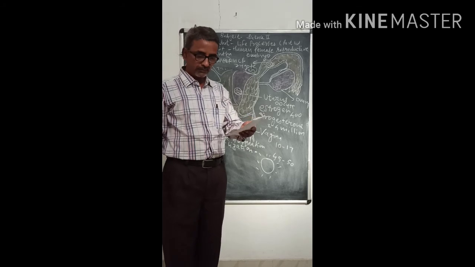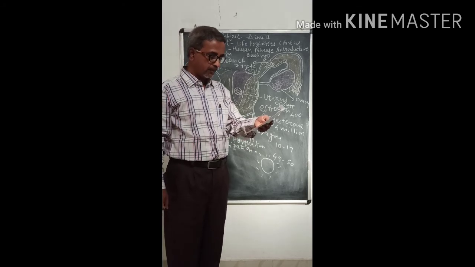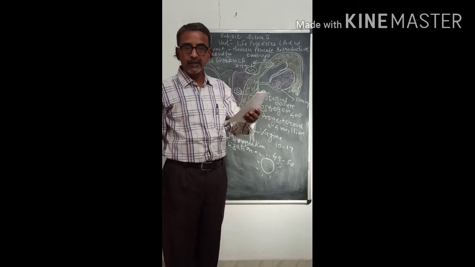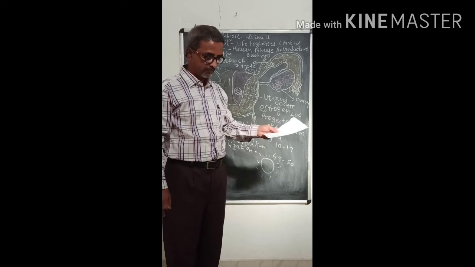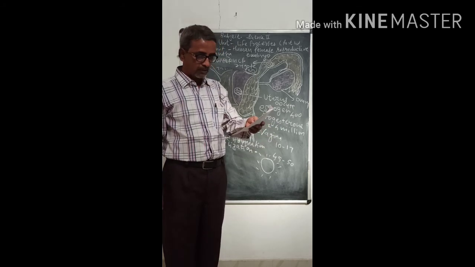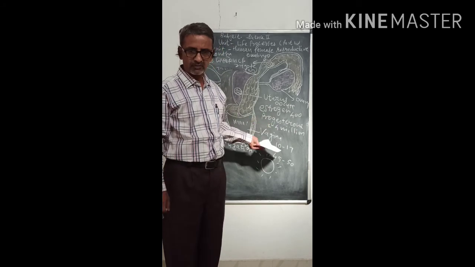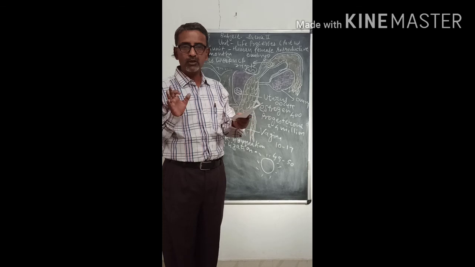Then the third question for homework: state the different parts of the female reproductive system. We have seen this already. And what is the function of the placenta? We have just seen it. So these are the questions for your homework.